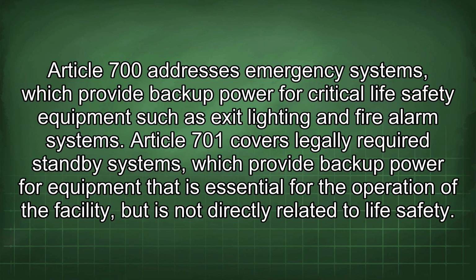Article 700 addresses emergency systems, which provide backup power for critical life safety equipment such as exit lighting and fire alarm systems. Article 701 covers legally required standby systems, which provide backup power for equipment that is essential for the operation of the facility but is not directly related to life safety.